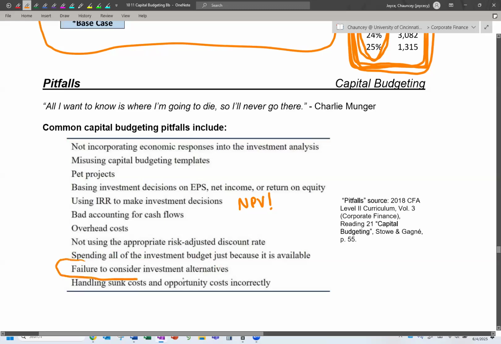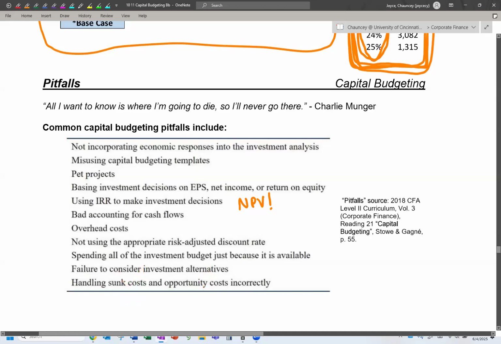Or failure to consider investment alternatives. Remember, the most important step in capital budgeting is that idea generation phase. As finance people, we like to just jump in and calculate numbers and maybe go too fast through that ideation phase. Or you mishandle sunk costs. We should ignore sunk costs. We should include opportunity costs, but often I have actually seen analysts include sunk costs and ignore opportunity costs, which is the opposite. You want to ignore sunk costs, so cross off sunk costs, and you want to include the opportunity costs.